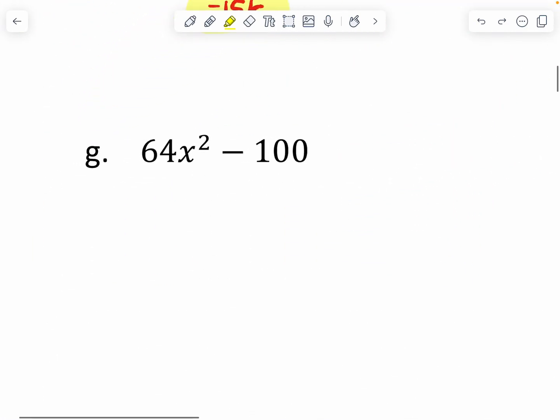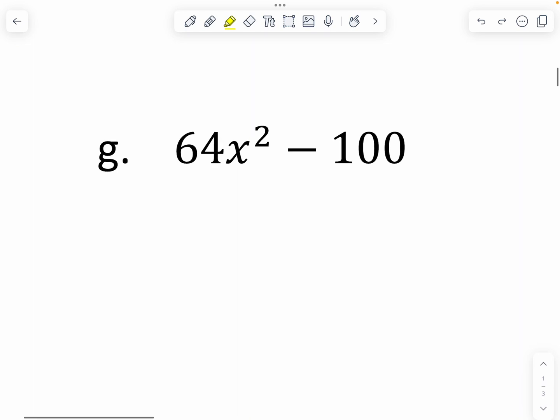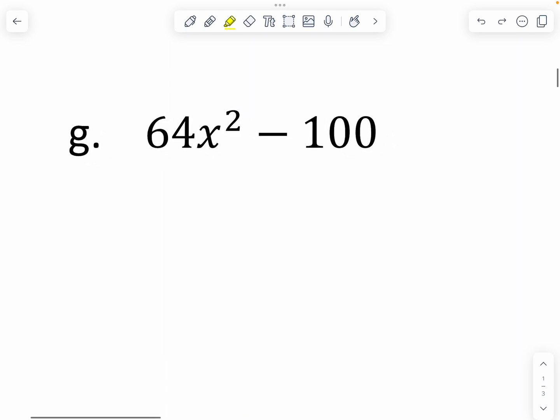Okay, so taking a look at G here, this looks pretty similar to the last one, but again, I still always need to check for that greatest common factor first. So that's what I'm going to do here, I'm going to check and see if there's a number that goes into 64 and also goes into 100.